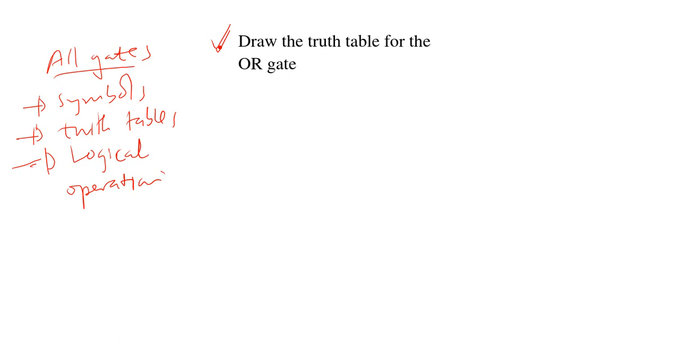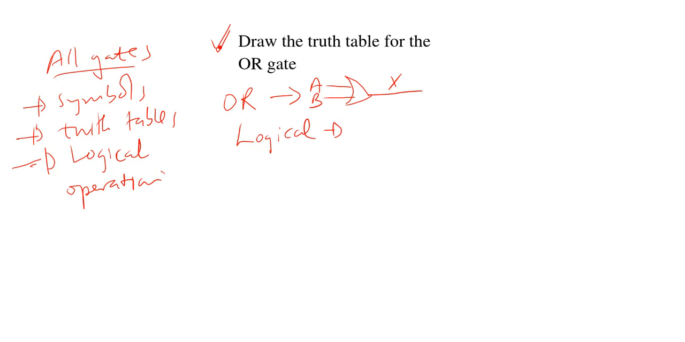So in this case, we are going to draw the truth table of OR gate. OR gate symbol is drawn like this. So this is an OR gate of two inputs. The output for every gate should be 1. Output should be 1.